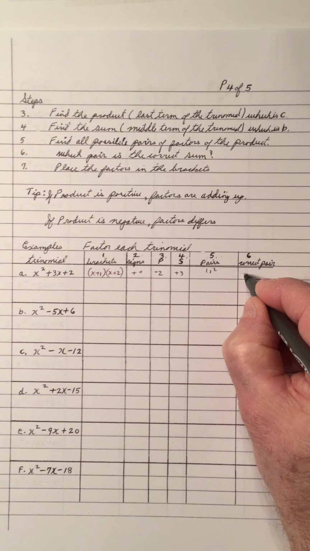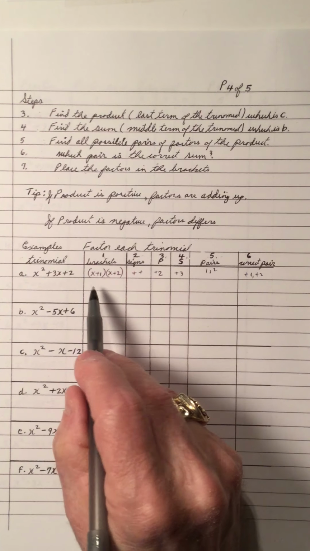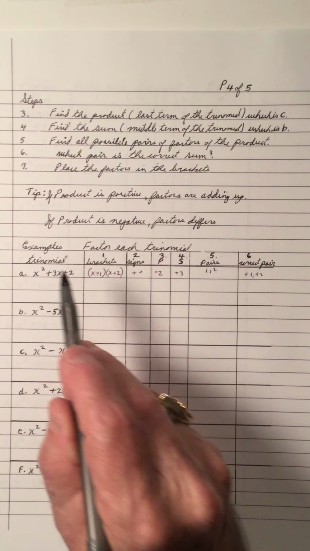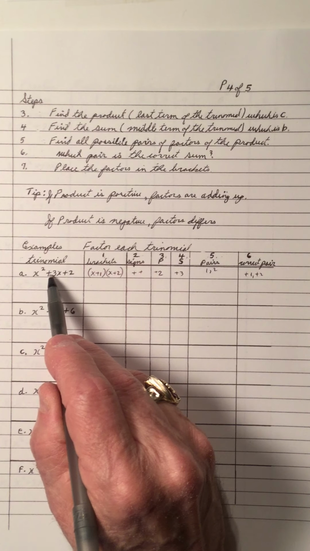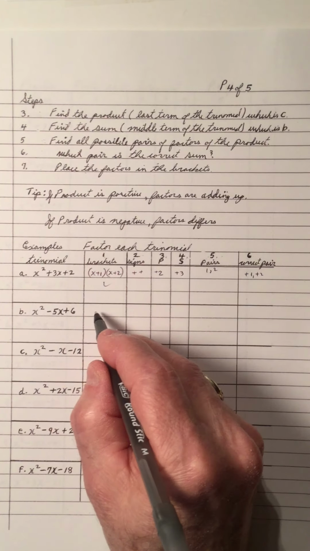So the correct pair is a positive 1 and a positive 2. There's no other possibility. 2 got a factor of 1 and 2. Got to be two pluses because the product is positive. You got to have 2 in the middle. So there's the answer. Let's try the next one.